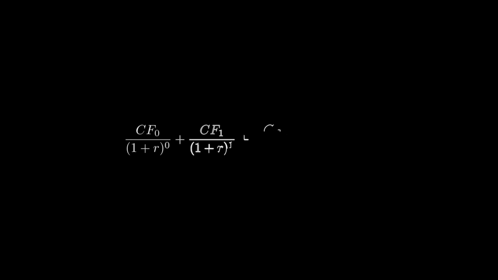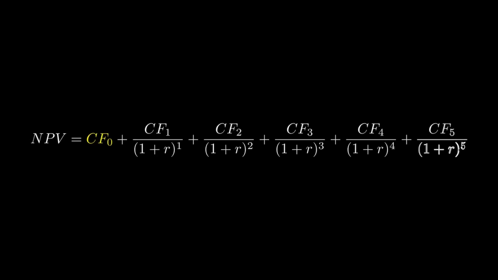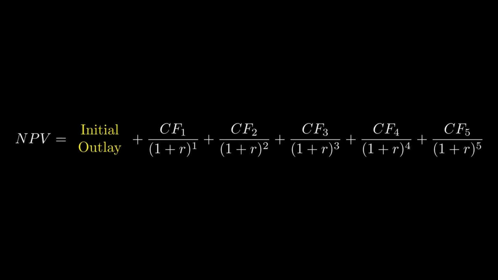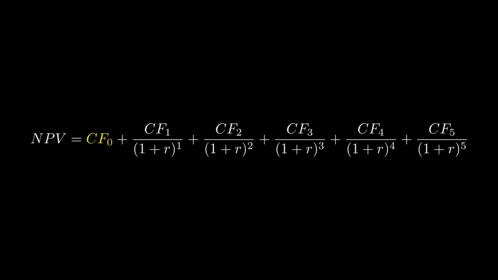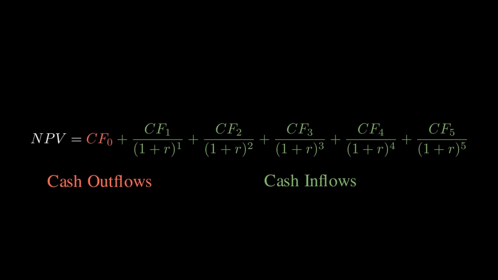In this case, our cash flow at t equals 0, or year zero, is just going to be our initial outlay, which is negative since it's a cash outflow or cost as opposed to a cash inflow. So our original formula is all contained in the sigma notation. Cash flows that have a positive sign are called inflows and increase NPV, whereas cash flows that have a negative sign are called outflows and decrease NPV.